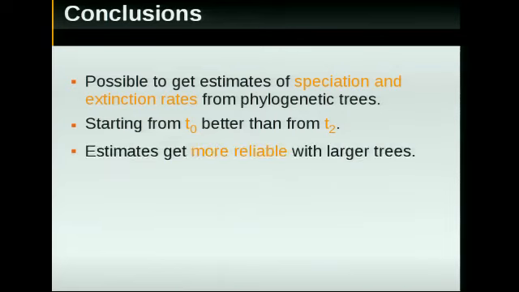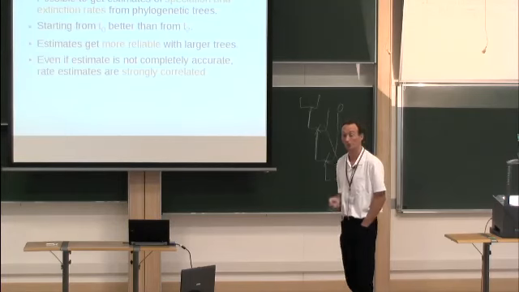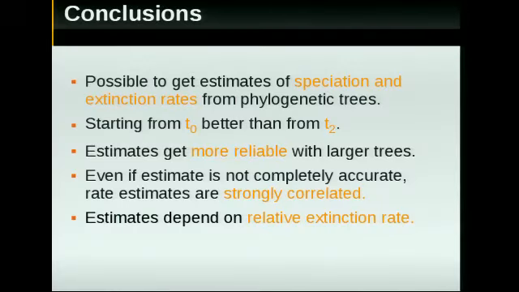Obviously, the estimates got more reliable with larger trees. I guess that's not a very surprising result, but at least in our case, we need pretty big trees to really get statistically significant results. But even if the absolute estimates are not completely accurate, at least we know that the relative rate still gives us some very useful information. And the results also depend very strongly on the relative extinction rate. But at least we can do something with it.